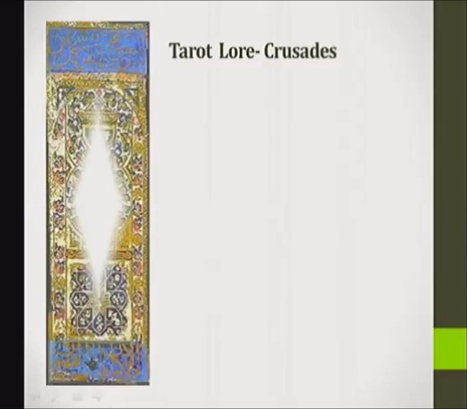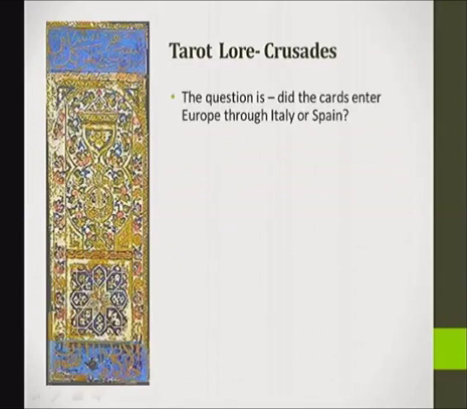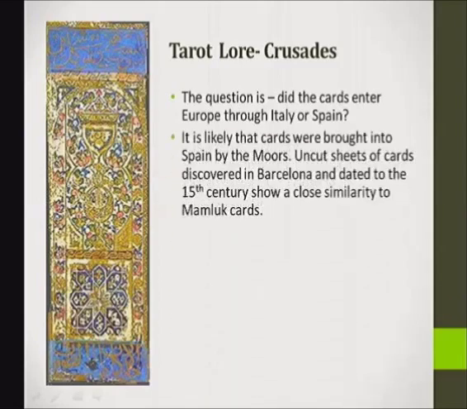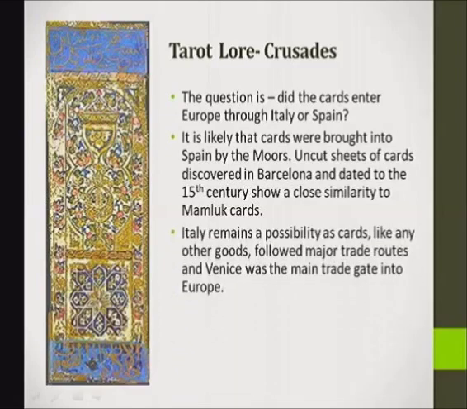So the question is, did the cards enter Europe through Italy or Spain? Well, it's most likely that cards were brought into Spain by the Moors. Uncut sheets of cards discovered in Barcelona and dated to the 15th century show a close similarity to the Mamluk cards. However, Italy remains a possibility as cards, like any other goods, followed major trade routes, and Venice was the main trade gate into Europe. Another argument for Italy is that early Italian cards strongly resemble the Mamluk cards. And the Moors were also in Sicily for a period of time.